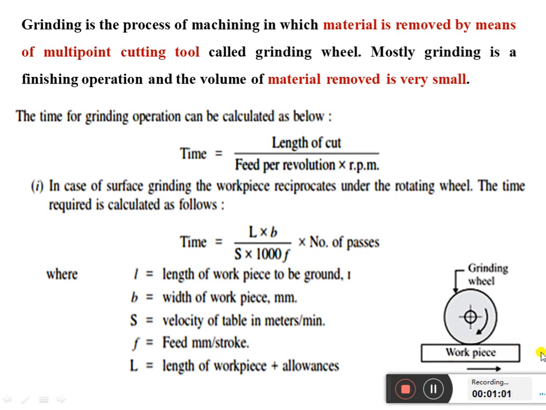So the time calculation for surface grinding is L, capital L, that is length of workpiece plus allowance, into B, width of the workpiece, divided by S, velocity of table in meter per minute, and 1000 into F, that is feed in mm per stroke, into number of passes. So how many passes we are moving that workpiece, that you have to calculate.